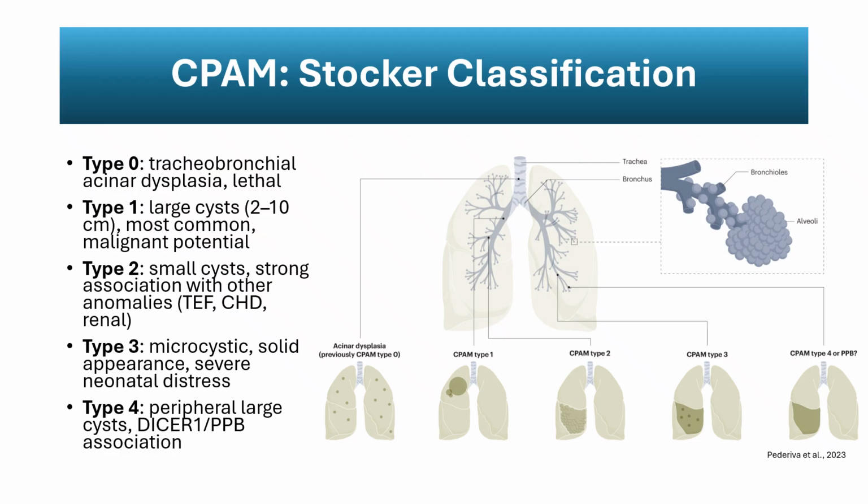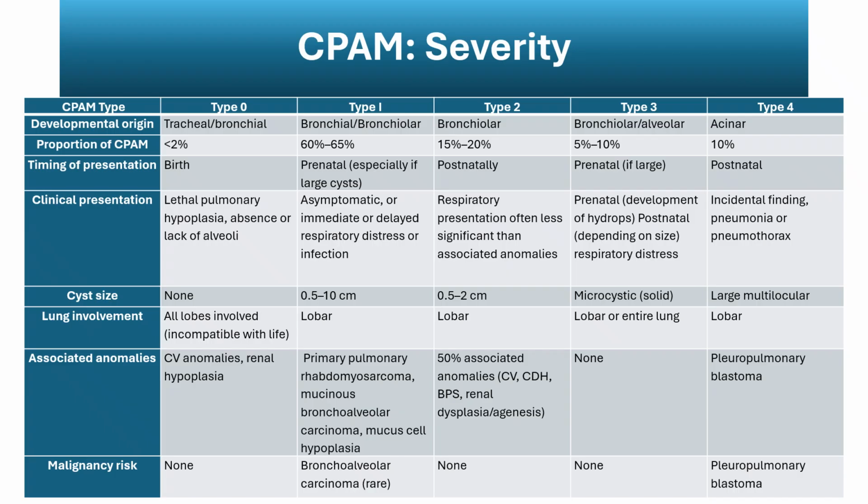Understanding these categories is essential for anticipating clinical presentation, planning perinatal and postnatal management, and determining surgical urgency. The classification also guides prognosis, helping predict the likelihood of respiratory compromise, hydrops, and potential for malignant transformation, particularly in type 4 lesions. CPAM types are differentiated by their airway origin, cyst size, lung involvement, and associated anomalies, with severity increasing from type 0 to type 4.